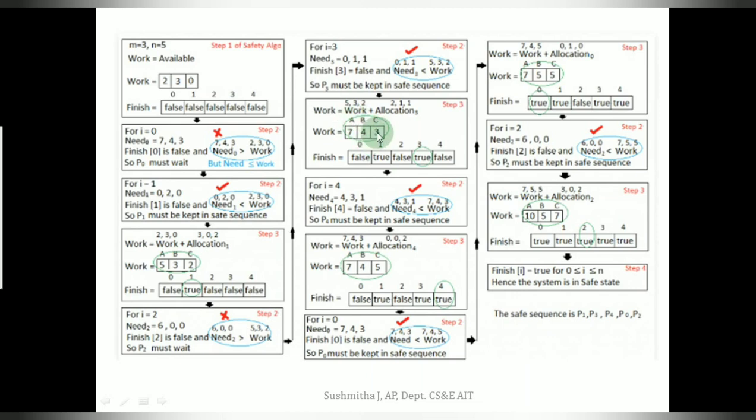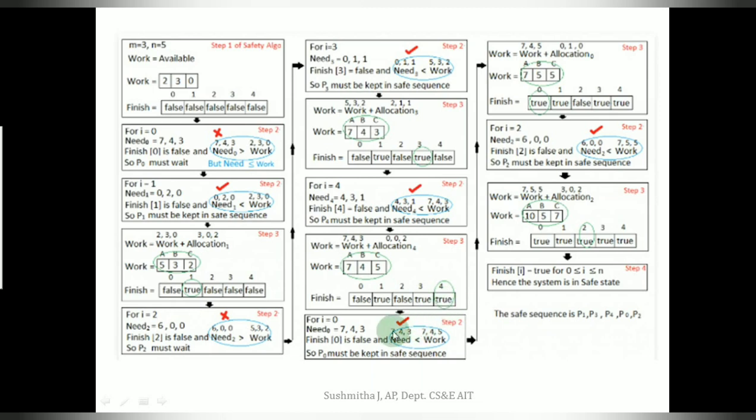So now my work or available is 743. With this, can I satisfy process P4? Yes, the need of P4 is 431, which is less than 743. Definitely I can be satisfying P4. So after P4 is completed, the allocation of P4 is added to the work or available. You can see P4 is now turned to true.